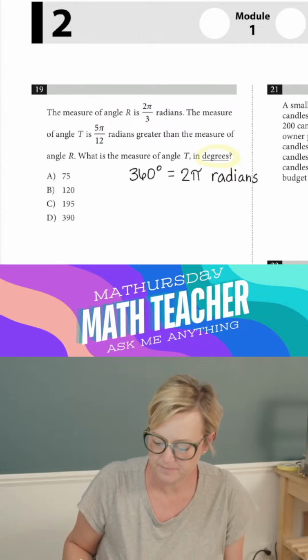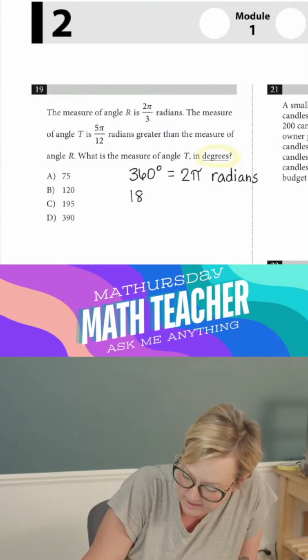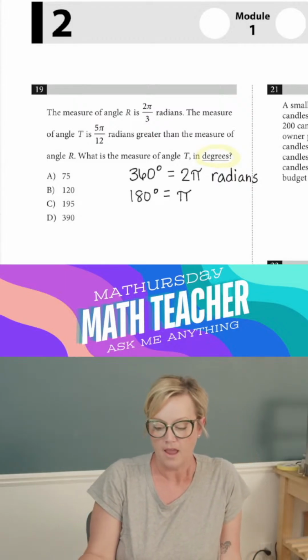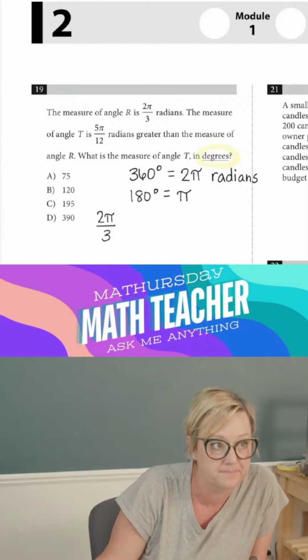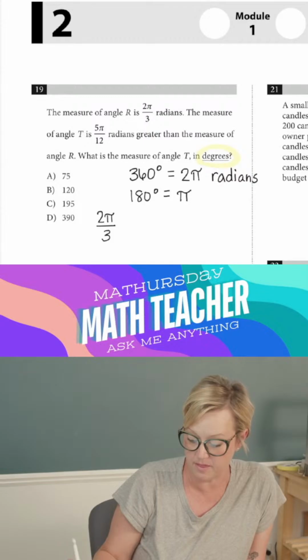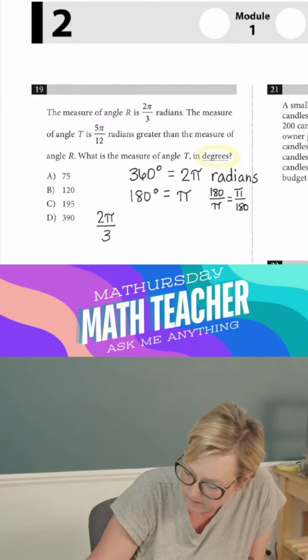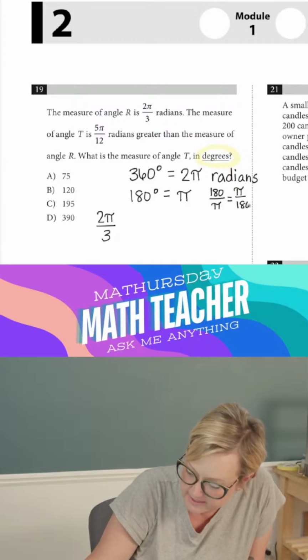Okay. If we have 360 degrees equals 2 pi, that means 180 degrees is 1 pi. So that I'm going to use as my unit rate to convert radians into degrees. So 2 pi over 3 radians, I'm going to multiply this by, based on this, either 180 over pi or pi over 180.